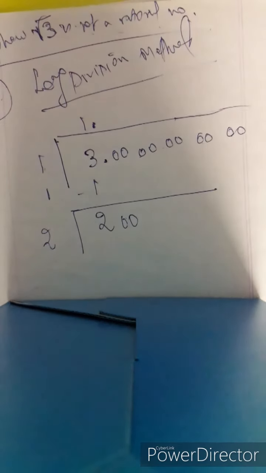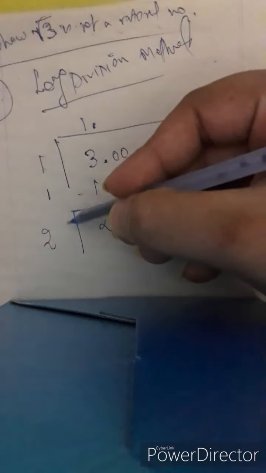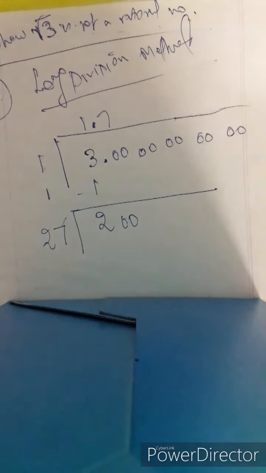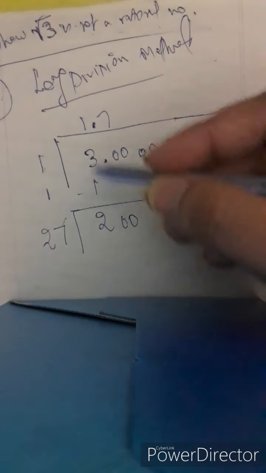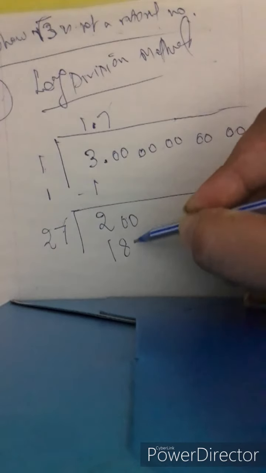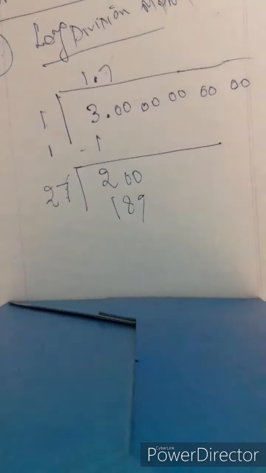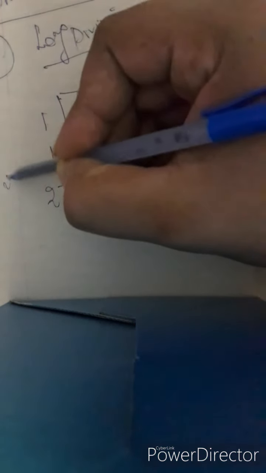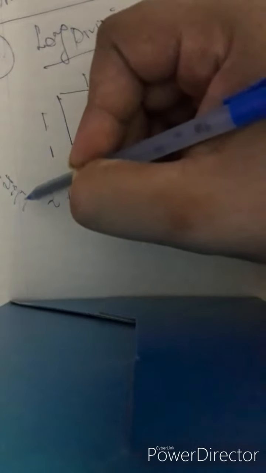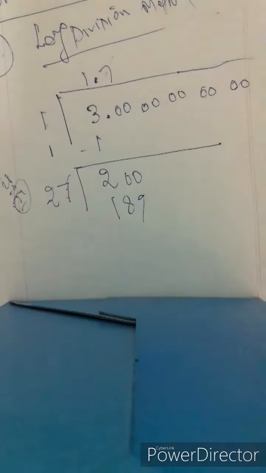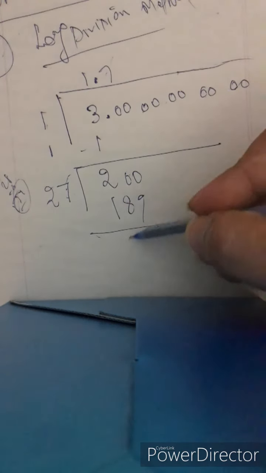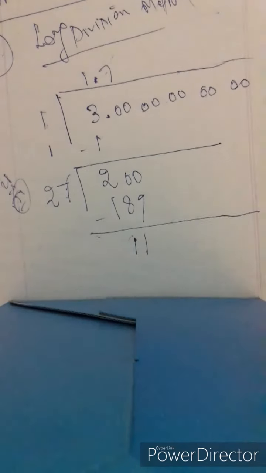Now 2 into what is 200? We know 27 into 7 is 189, it is the nearest. 28 into 8 is 224, greater than 200. So we'll take 27 into 7, 189 here. So it becomes 200 minus 189, which is 11.